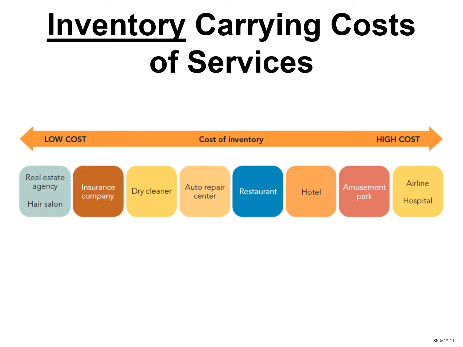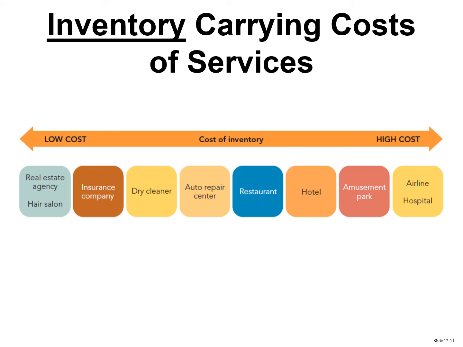Now, the costs associated with the inventory of services can go from low costs to high costs, which would depend on the cost of employees and equipment, right? The money that they have to bear is based on how many employees they have, how skilled or unskilled the employees are, and on the basis of the equipment. So you can see on the left, the low cost here is real estate agency and hair salon. Basically, they don't have many employees, and they don't have very big, expensive equipment, as compared to, on the extreme right, the high cost for airlines or hospitals.